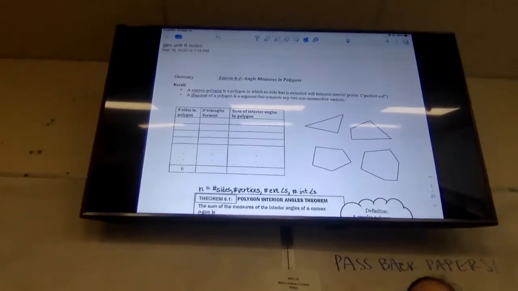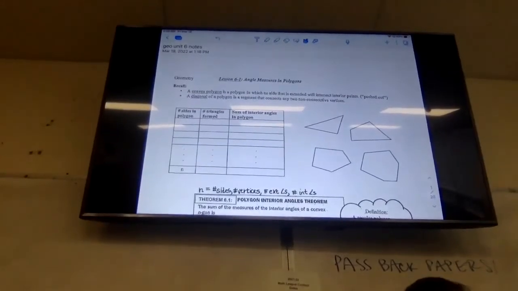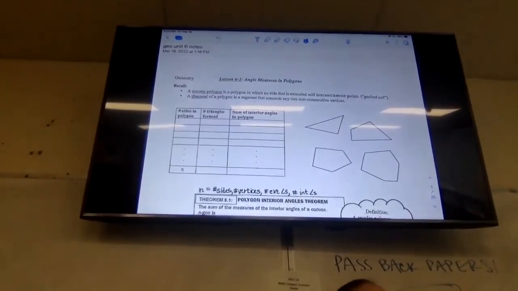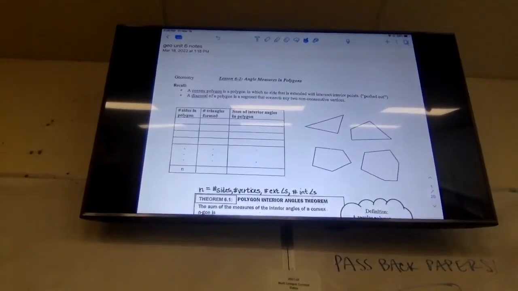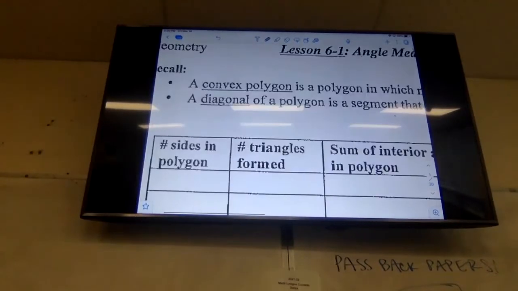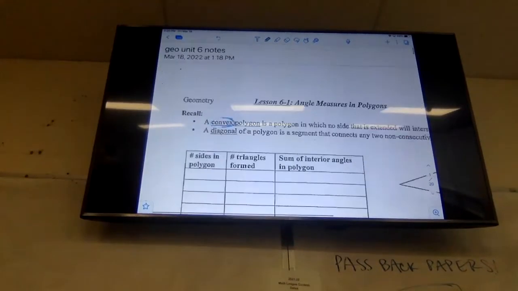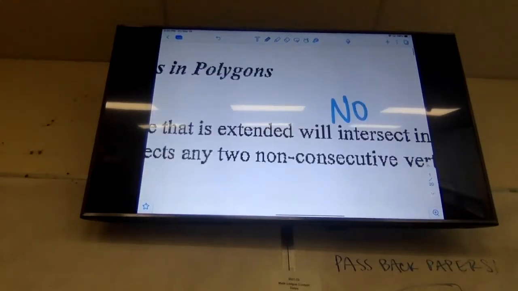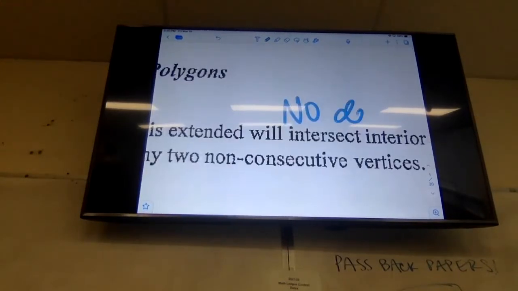Okay. So we're on 6.1, and we're going to remember first what a convex polygon is. Does anyone remember what a convex polygon is? What does convex mean? It's not weird. It's like a normal shape, right? So convex is like the normal one. I like to think that it's the one that doesn't have a dent. There's no dent or push in this shape.